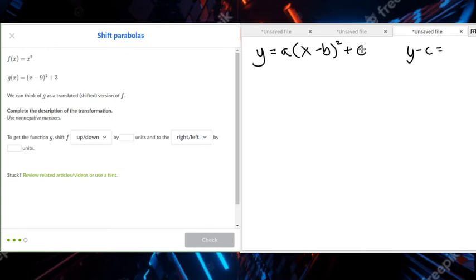If we have c over here with a plus, then it's very confusing. Which time do you use minus? Which time do you use plus? So this is a good thing to remember and to know for when you do transforming other functions that aren't parabolas. If we shift a circle, we'll replace y with y minus c and x with x minus b. We'll do exactly that.